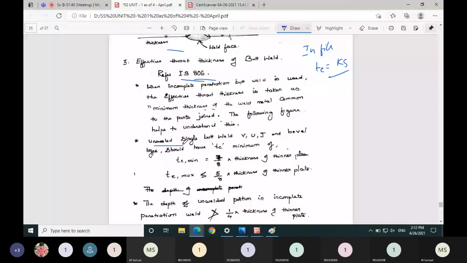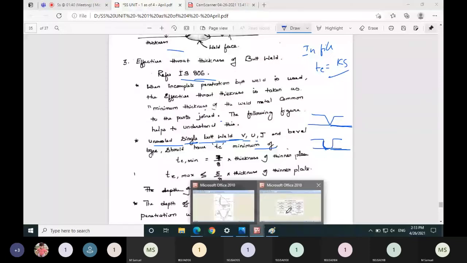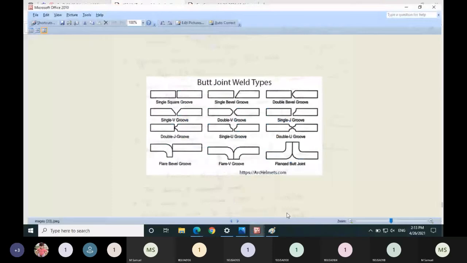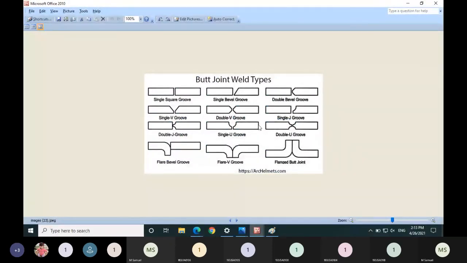And next, unsealed single butt welds like V, U, J, single V, U, J shall have a minimum effective throat thickness. This is single V, isn't it? And this is single U. As I told you, let me show you that figure. See, single V for the fourth one, and single U, the eighth one.